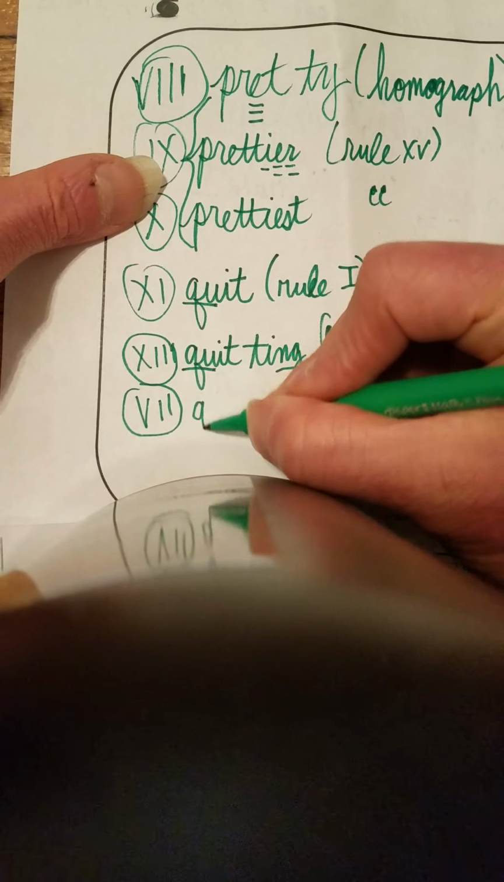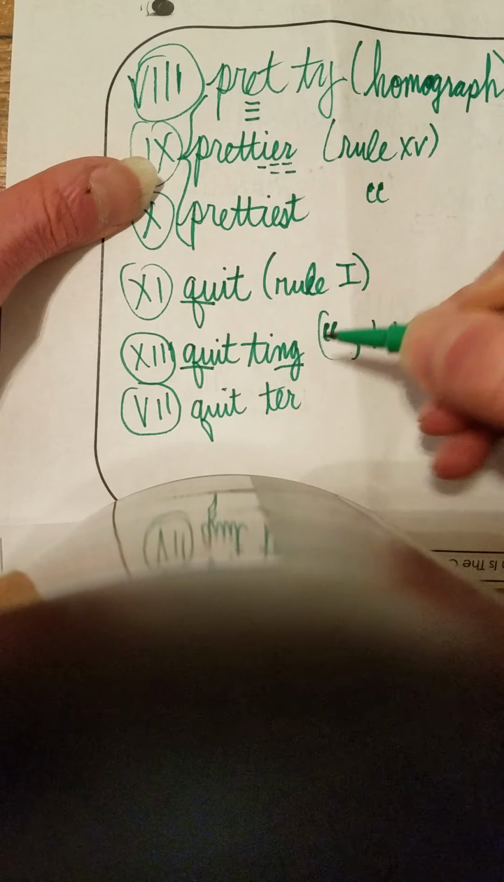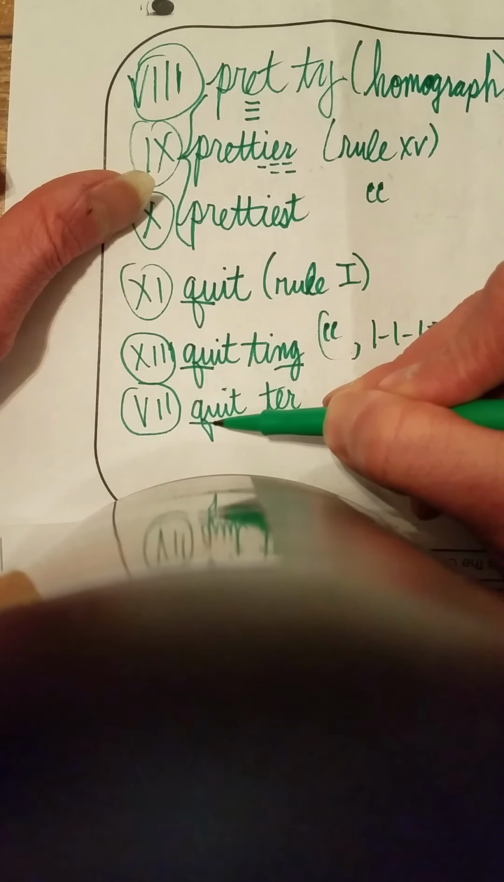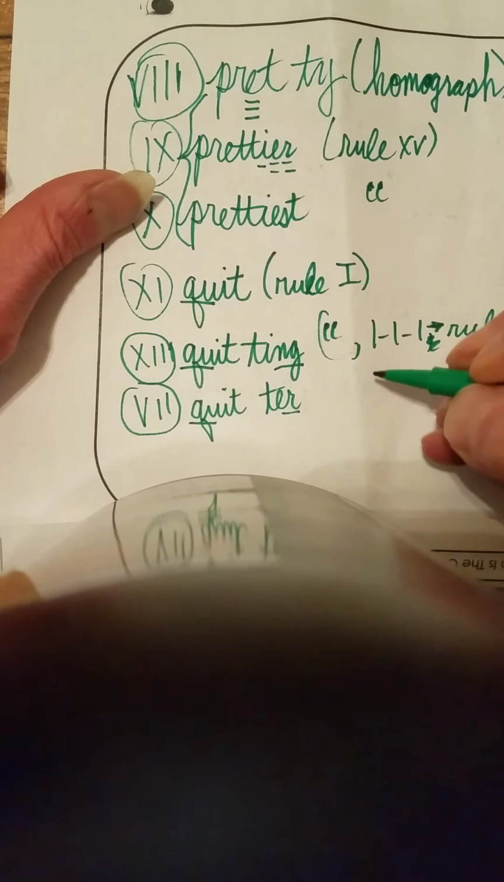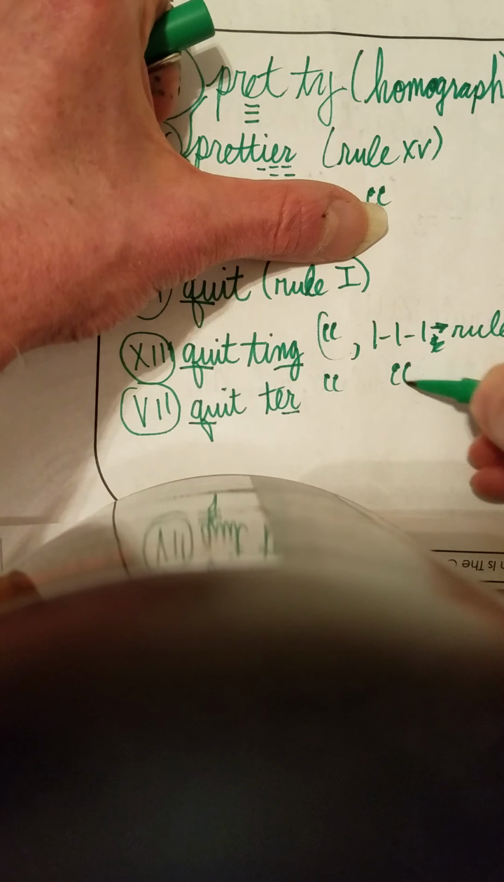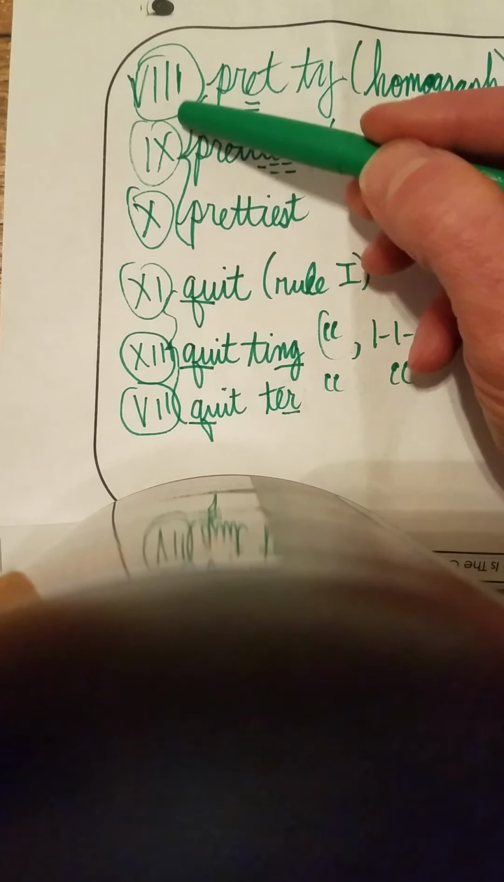Quit-ter. Quitter. I'm not a quitter, said the kid. Okay, so let's go. Underline the qu. And again, Q and U stick like glue. That's rule 1. And the 1-1-1 rule, that is rule 11. What do we do with these 3 words? Excellent. All right, so let's go back to this.